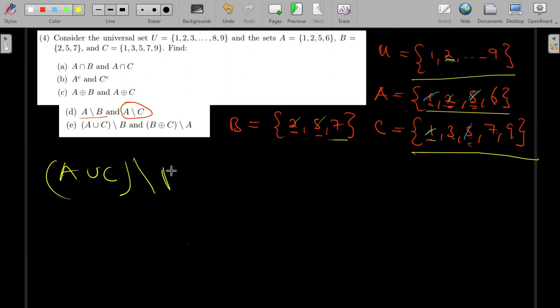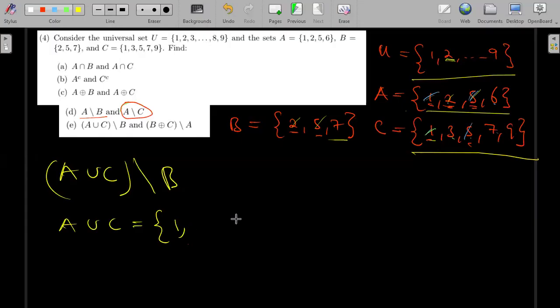Then the difference with B. So of course, I can write my A union C. Let me find my A union C. My A union C just tells me get all the elements that are in A, get all the elements that are in C, and put them all together. So I have my elements, and of course I'll write them distinctly, not repeating elements. So I have 1 like that.